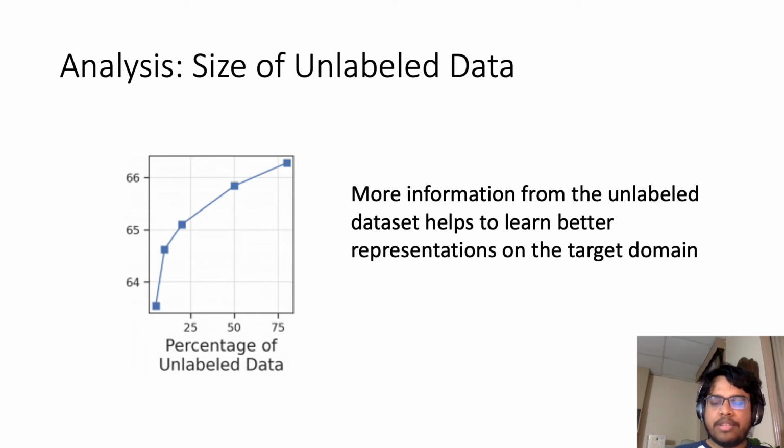We have also done several analyses in our paper. In this analysis, we experimented on the few-shot performance for different amounts of unlabeled data. As expected, more unlabeled data helps to learn better representation. Note that even with 10% of the unlabeled data, we can still get pretty reasonable accuracy, which denotes that even if we have just a small amount of unlabeled data from the target domain, it can help to learn better representation which is suitable for the target domain.